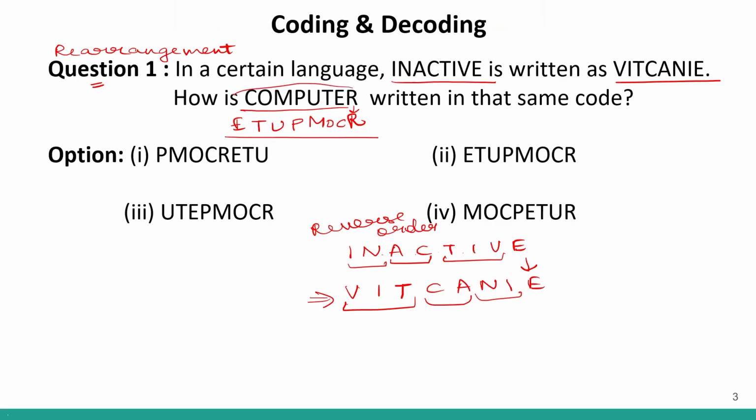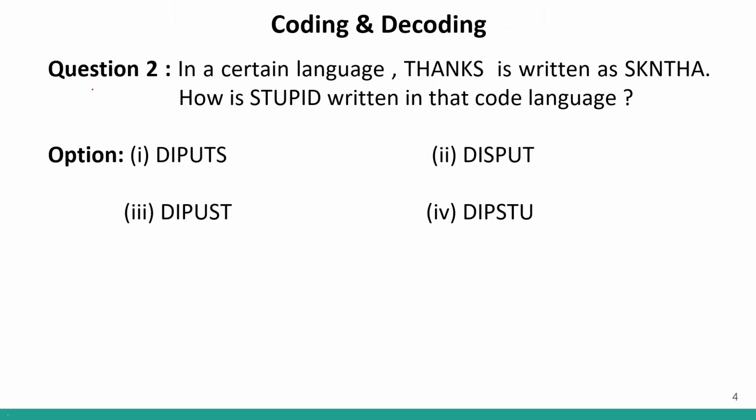So all letters except the last letter are written in reverse order. The last letter does not change its place and everything else is written in reverse order. So following the same pattern, I got my code, which is ETUPMOCR, and this is given in option number 2. So option number 2 will be the correct answer to this question. Clear? Moving on to question number 2.